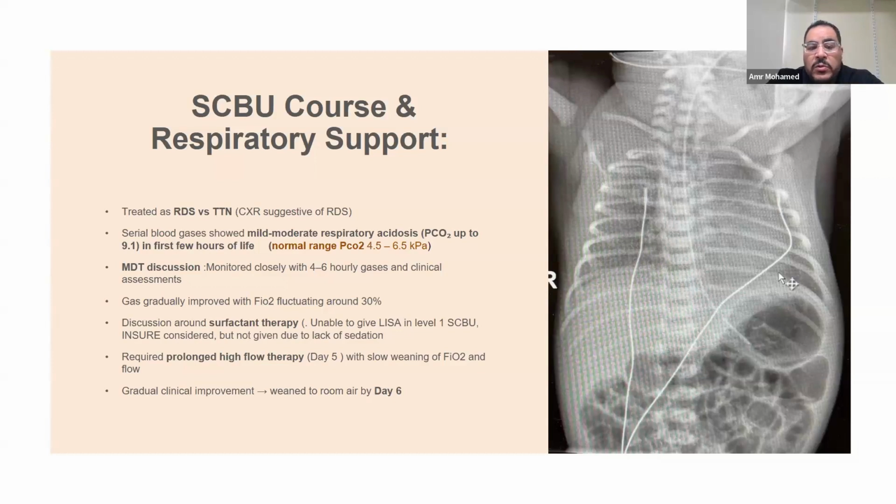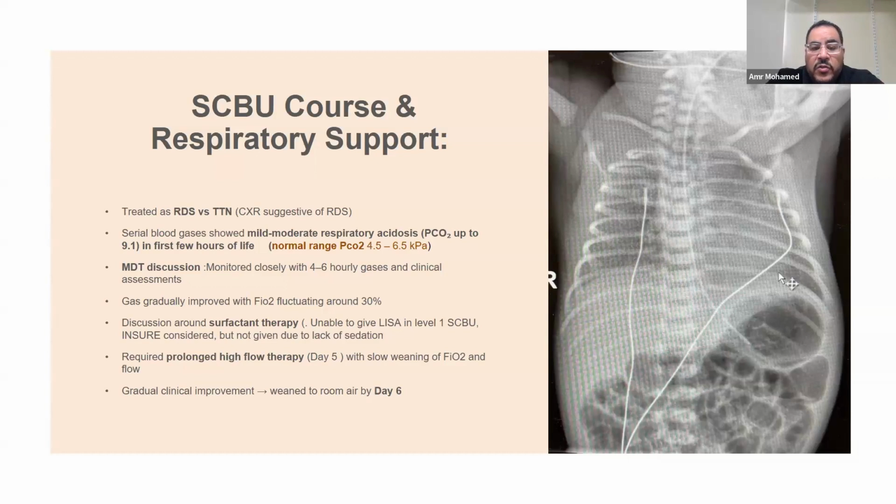So the plan was to continue monitoring of the twins and do 4 to 6 hourly gases in the first few days of life and frequent clinical assessment. If they deteriorated or oxygen requirement went up to more than 30%, we would consider transfer.